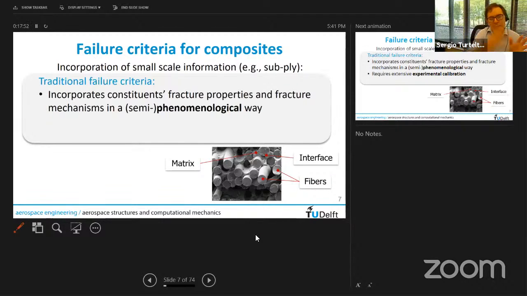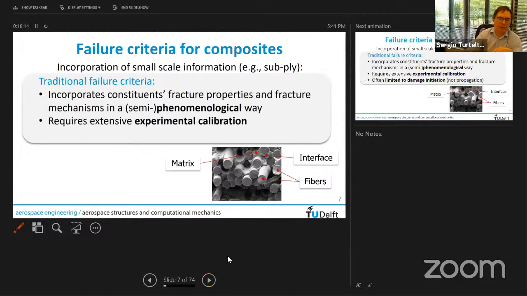If you look at the whole spectrum of fracture criteria that is used in aerospace for composite materials, the first thing that is remarkable is how we try to combine that information, but it's always done in a rather phenomenological or semi-phenomenological way. And what that implies is that we need extensive experimental calibration to find out what are the parameters that have to go into these models, which is fine in principle. I mean, it's expensive, but it's something that needs to be done.